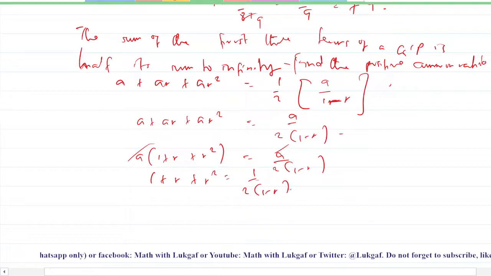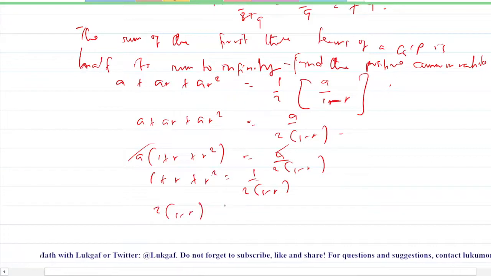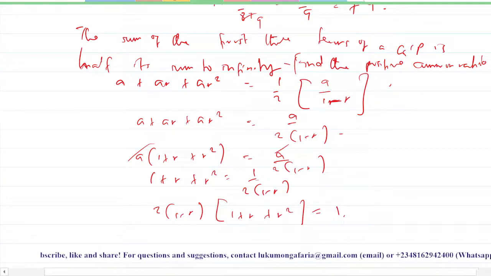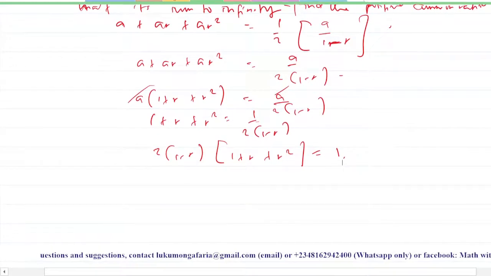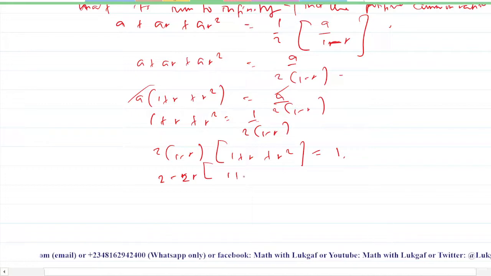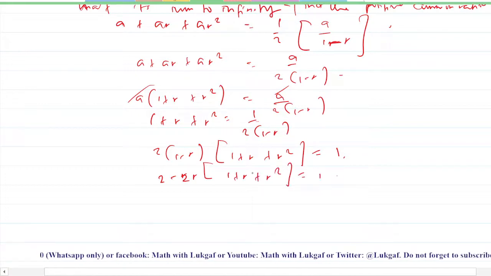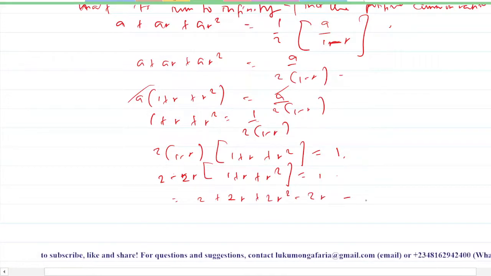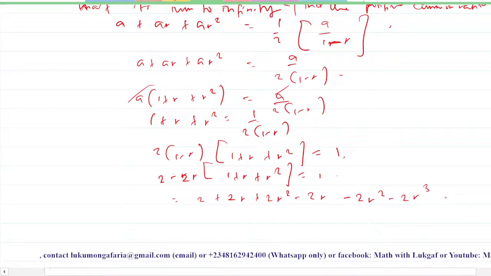You understand now? So if you open the bracket, this one will give me 2 into 1 minus R into 1 plus R plus R squared is equal to 1. Is that not so? So then if you open the bracket, this is going to give me 2 minus 2R into 1 plus R plus R squared is equal to 1. Okay, let us multiply through. So this is 2 plus 2R plus 2R squared minus 2R minus 2R squared minus 2R raised to power 3 is equal to what?